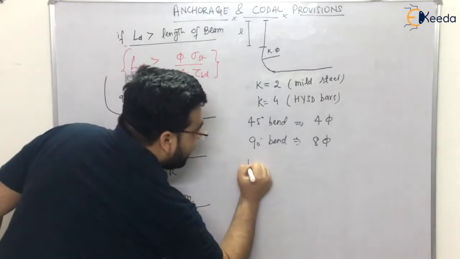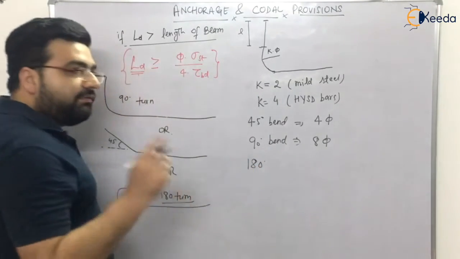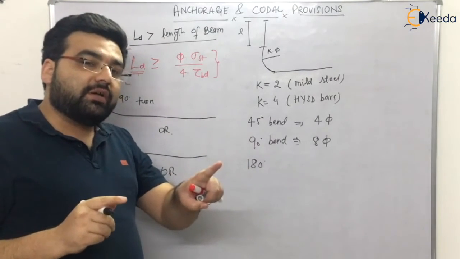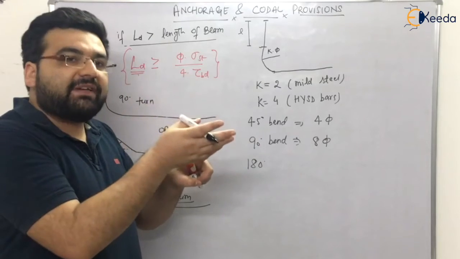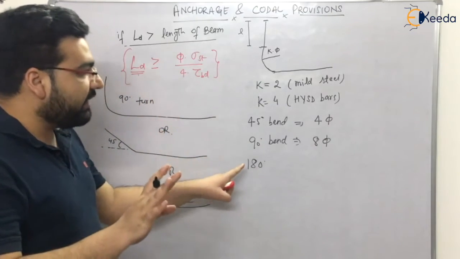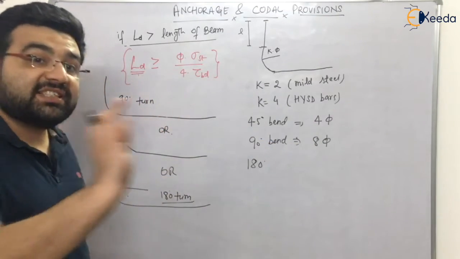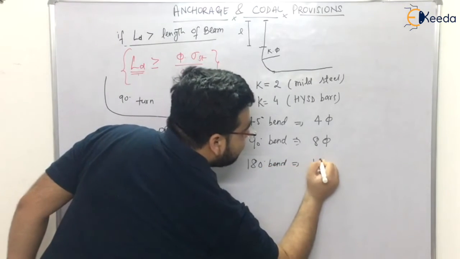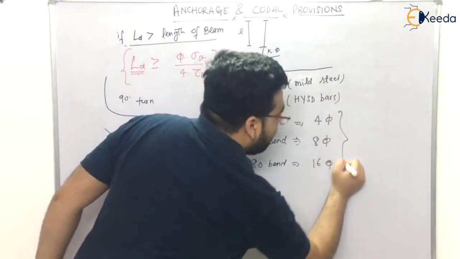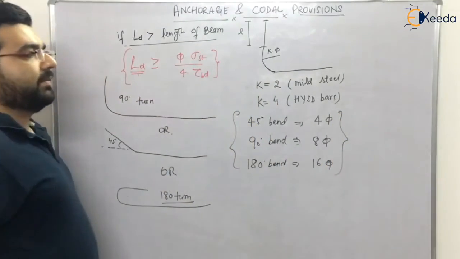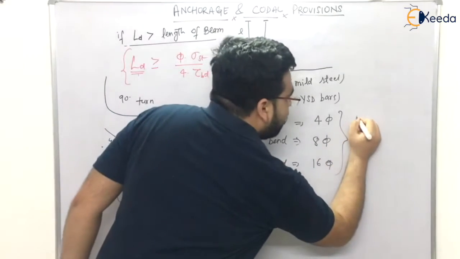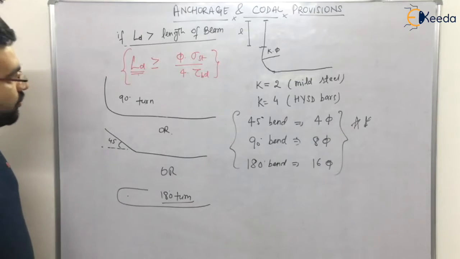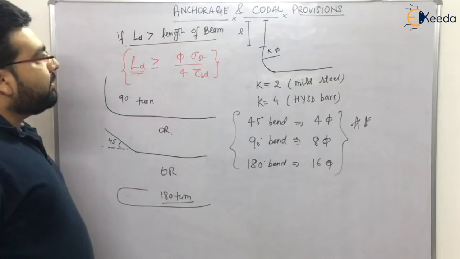And if it is 180 degree, then for 45 degree we have 4 phi, so for 180 degree we have 4 into 4, because if you divide 180 by 45, you will get 4. So for 45 you have 4 phi, for 180 you have 16 phi. For a 180-degree bend, you will have 16 times the diameter of the bar. This is important. Clear? So I hope that you have understood the concept of anchorage.